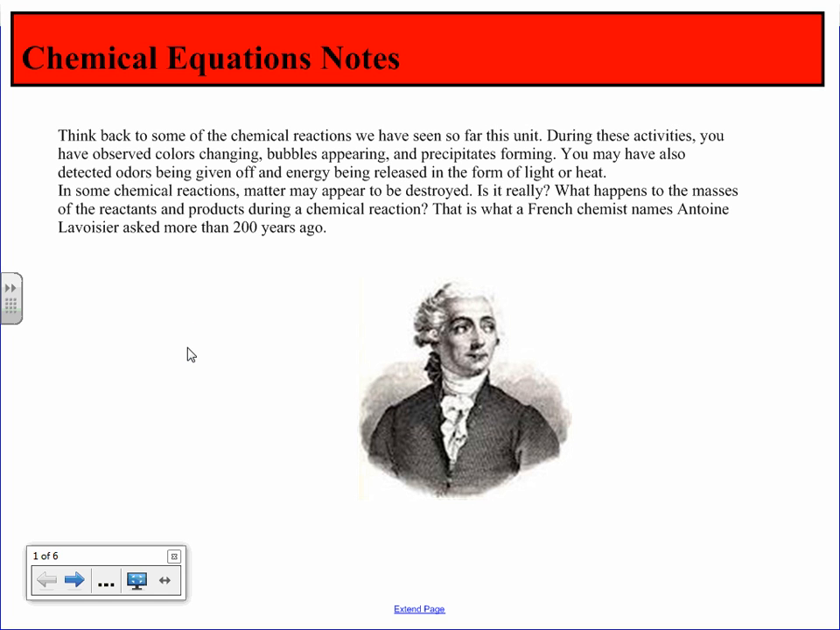Okay, so we're going to talk about chemical equations. If we think back to some of the chemical reactions we've seen so far in this unit, during these activities we have observed color changing, bubbles appearing, and precipitate forming. We may have also detected odors being given off and energy being released in the form of light or heat.